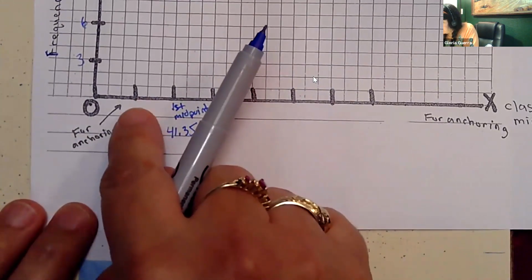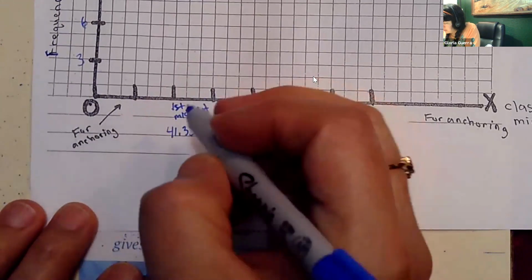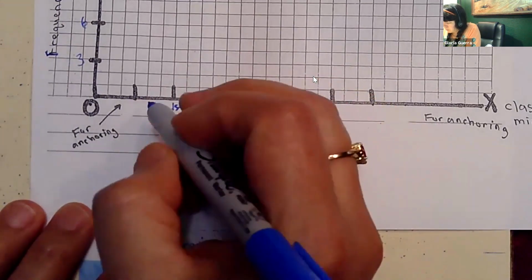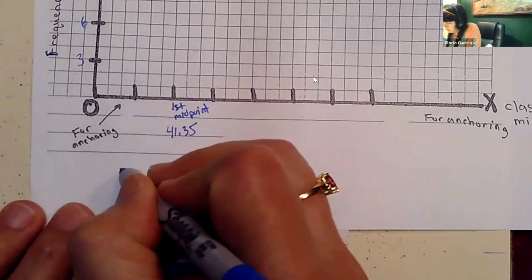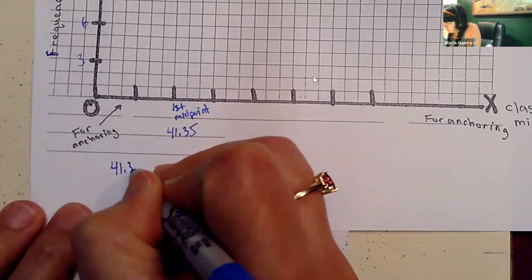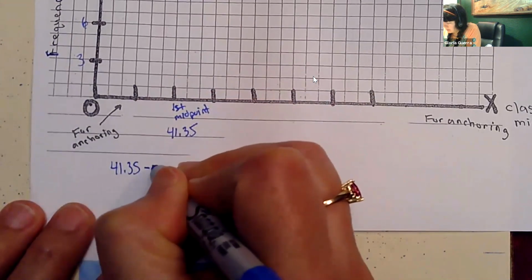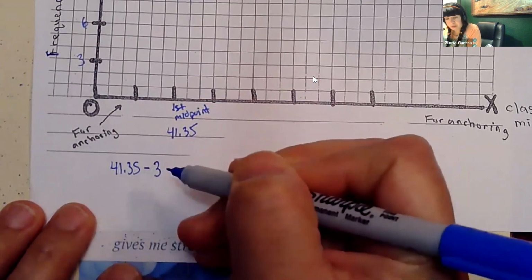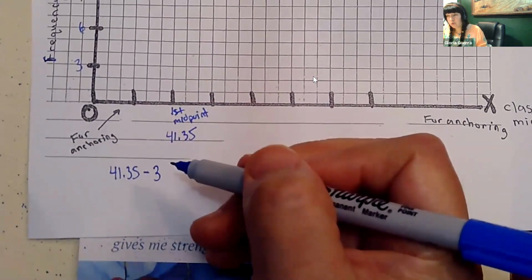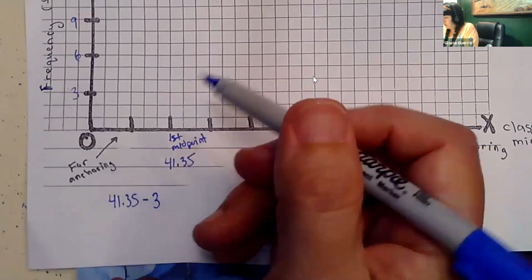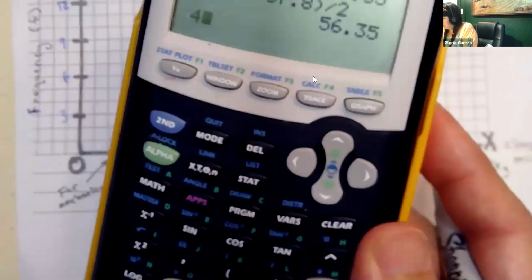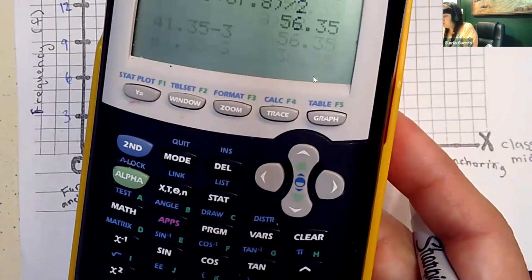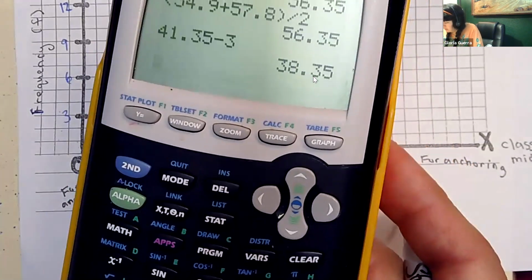But when you anchor it, you need to use the class width. So this number here is going to be calculated by doing 41.35 minus 3, because remember, that was the class width. So 41.35 minus 3 is 38.35. So that's this number here.